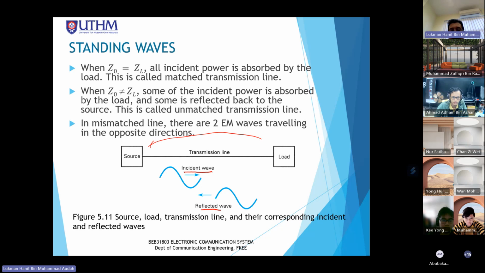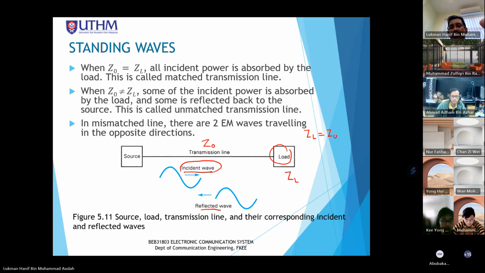In order to understand this, the load here is ZL, and the transmission line has a characteristic impedance Z0. If the load impedance is equal to the characteristic impedance, that means all the incident wave will be absorbed by the load, and there is no reflection.